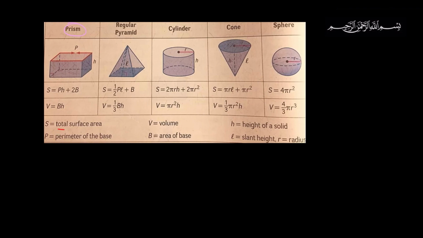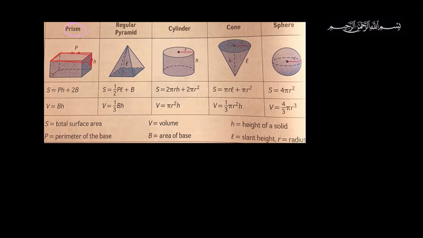And P is the perimeter of the base. So if you wanted to find this total surface area, you would just take the perimeter of the base multiplied by the height, plus 2 times B, which is the area of the base over here. So here's the formula for the surface area of the prism. For the volume, you have the area of the base, and then you multiply it by the height. So if you want to use this table to find the surface area and volume, you just have to read what it says here.